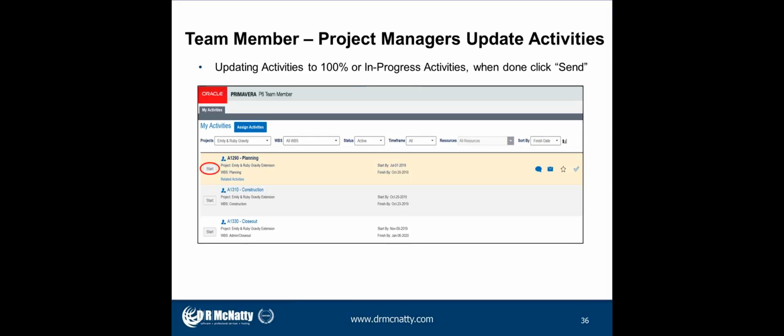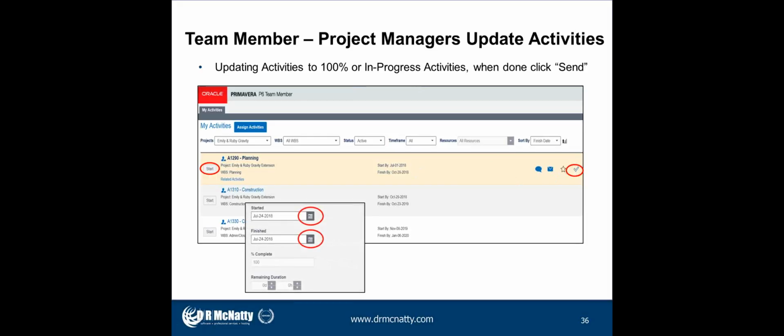Then they could click the start button on an activity if it has started. They could also use the checkbox to the right, which would mark it 100% complete already. So if it's in progress, you could use the start button. And then if it's complete and it finished on those dates, you could use the checkbox. But also, you can see here that we bring up a window where you can actually change the dates to the actual dates that the activity was completed.